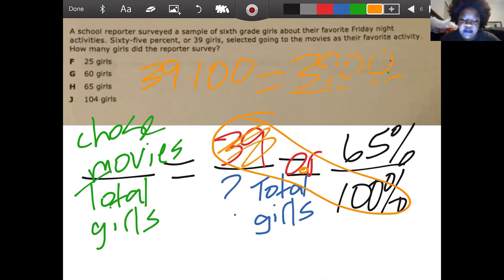And then once you multiply those two numbers, you divide by whatever number is left. And we've already used 39. We've already multiplied by 100. 65 is left. So you divide it by 65. And once you divide that, you're going to get 60 girls. So there are 60 total girls. So out of the 60 total girls, 39 said movies is their favorite activity.